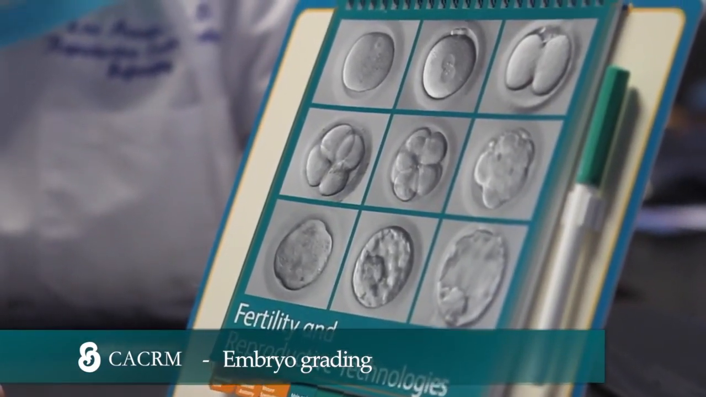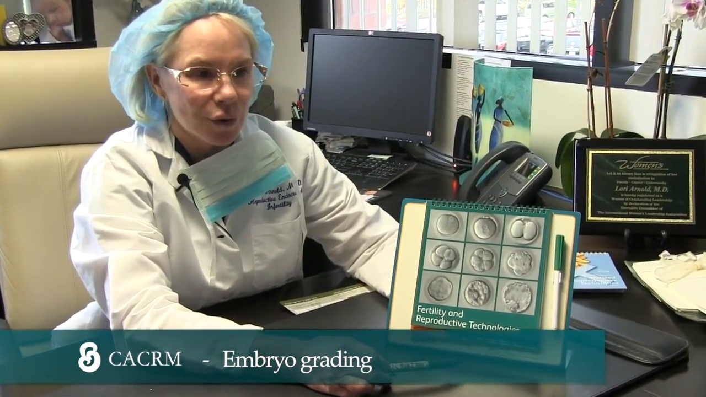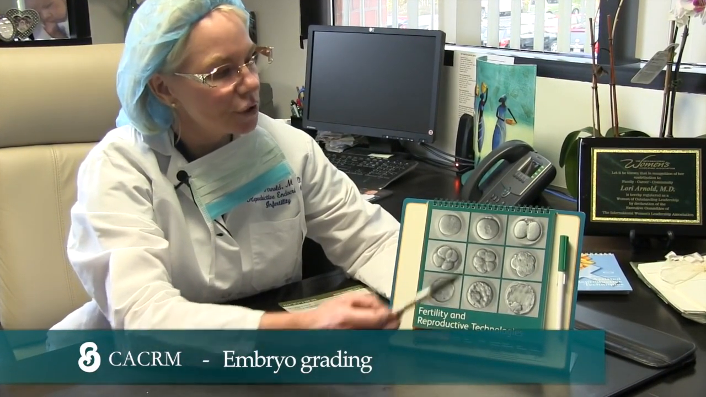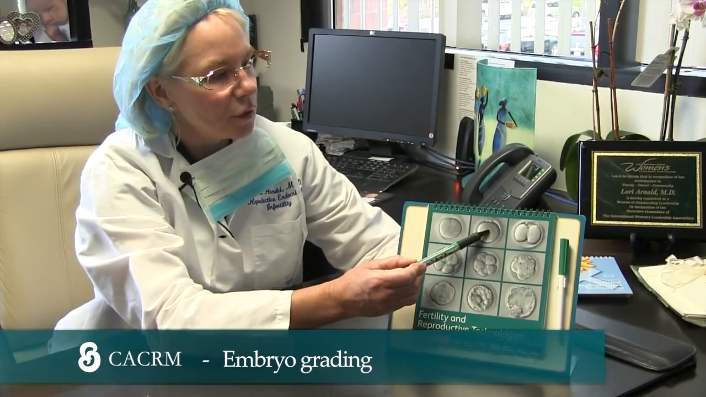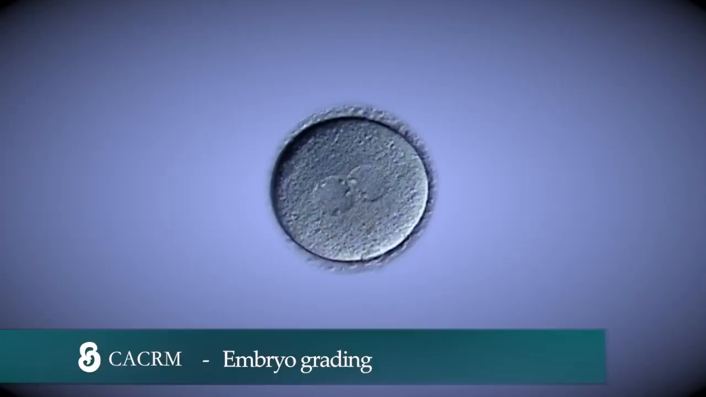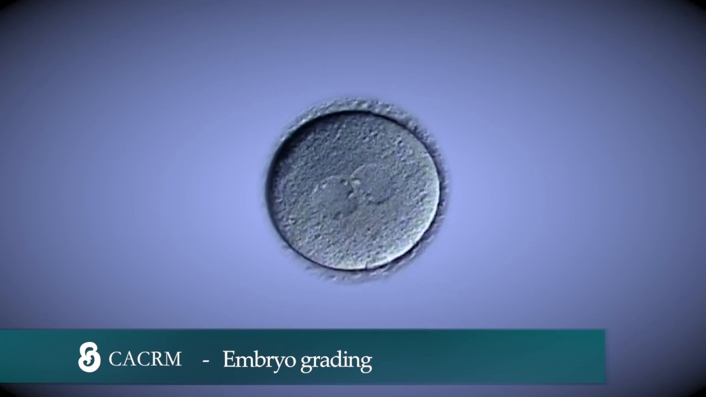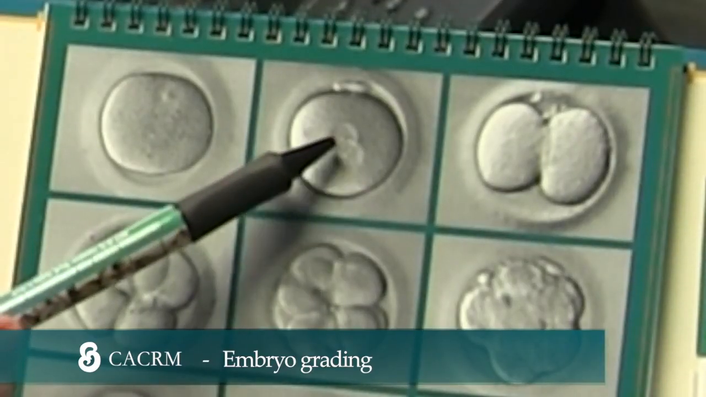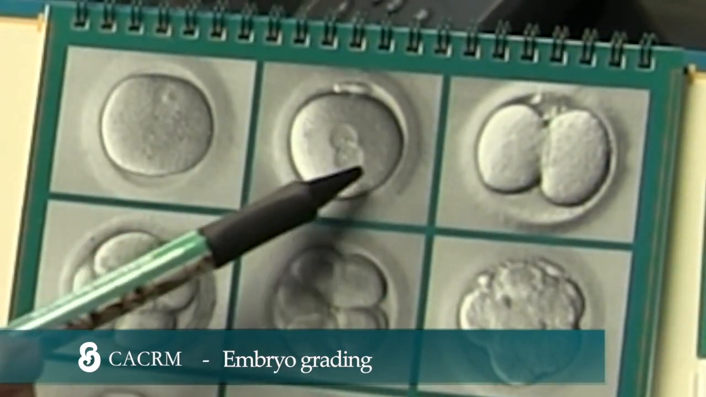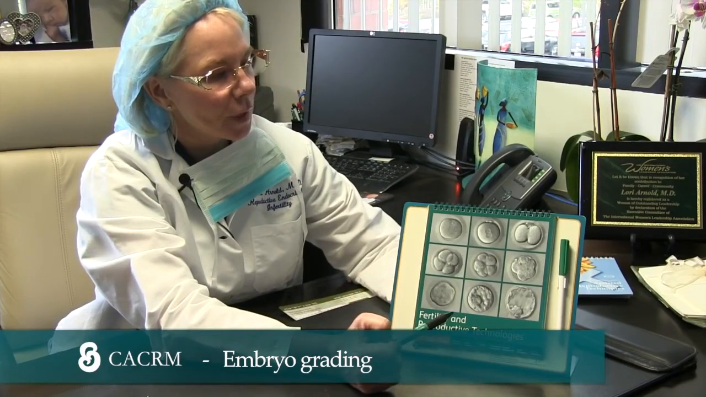The fertilization process can be evaluated approximately 24 hours after the ICSI procedure. At this time, we see a nucleus of the genetic material from the egg and the nucleus from the genetic material of the sperm. This is called a pronuclei stage.